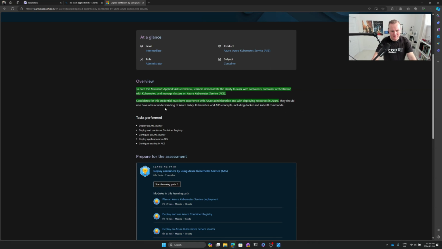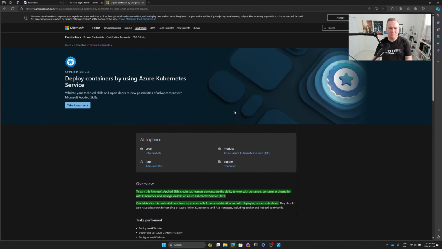But then the candidate for this credential must have experience with Azure administration, with deploying resources in Azure. They should also have a basic understanding of Azure Policy, Kubernetes, and AKS concepts, including Docker and kubectl commands. So even if you don't know that stuff, at least you know what you need to go away and learn before you do this. Sometimes you don't know what you don't know.